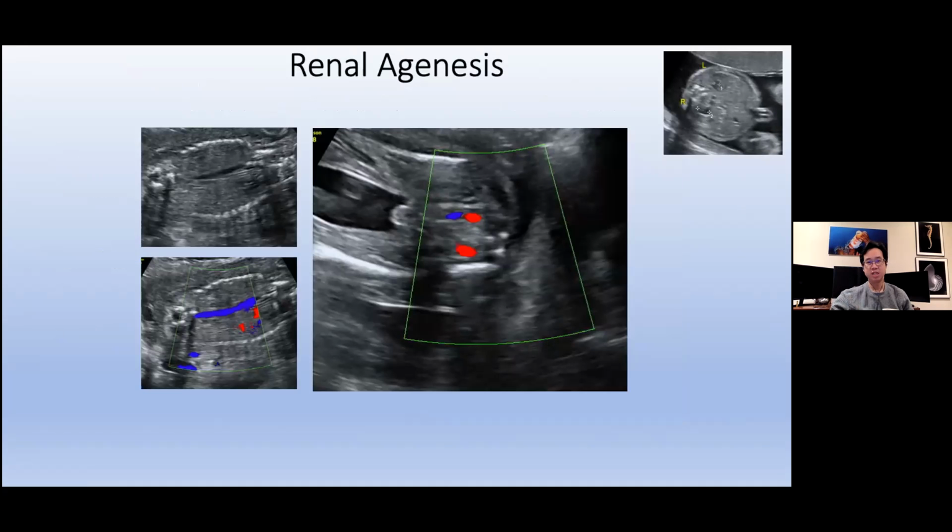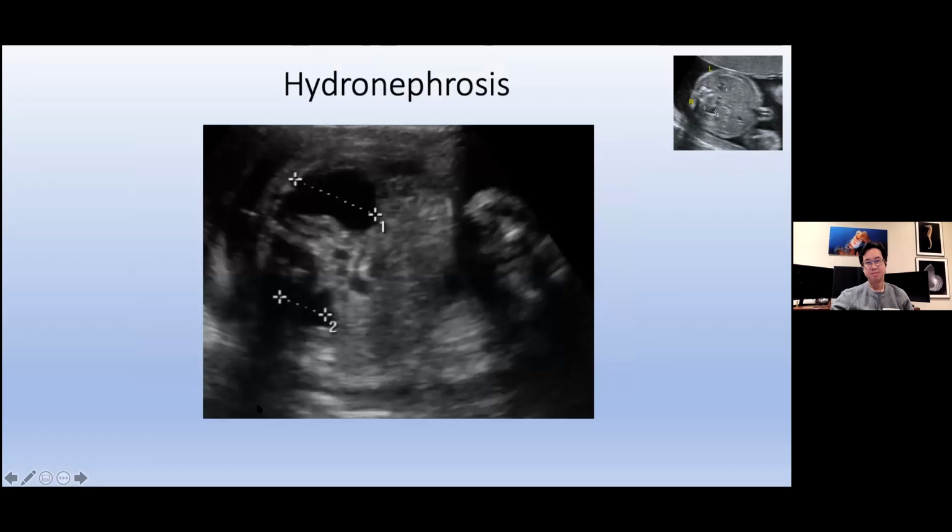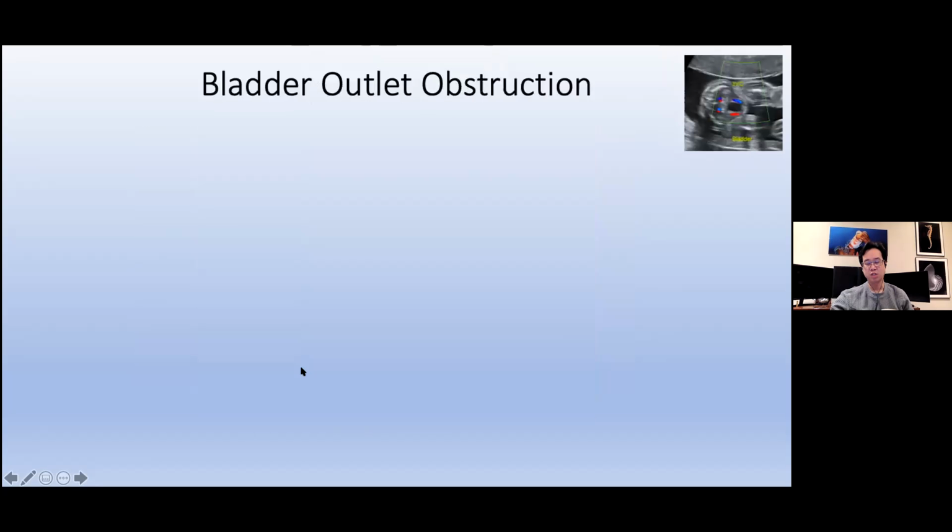So renal agenesis, here's an example. There is only one kidney right there and absence of a kidney there. Here's fetal hydronephrosis, markedly dilated renal pelvis, bilateral, okay? And what else you notice here is that there's a lack of amniotic fluid volume or amniotic fluid around this fetus, right? So bilateral obstruction.